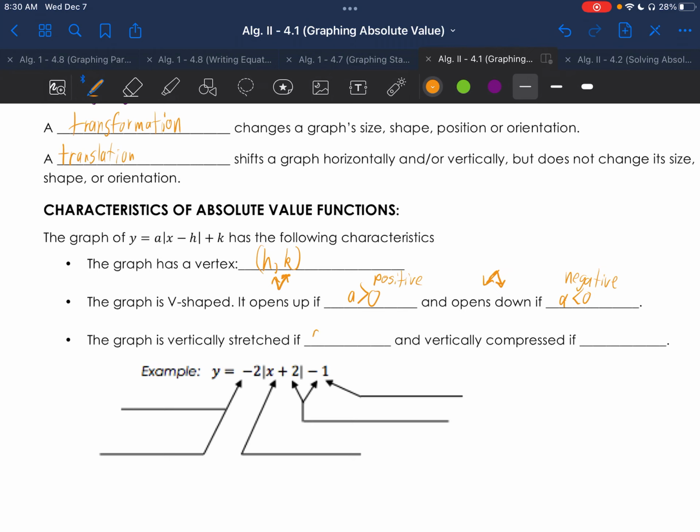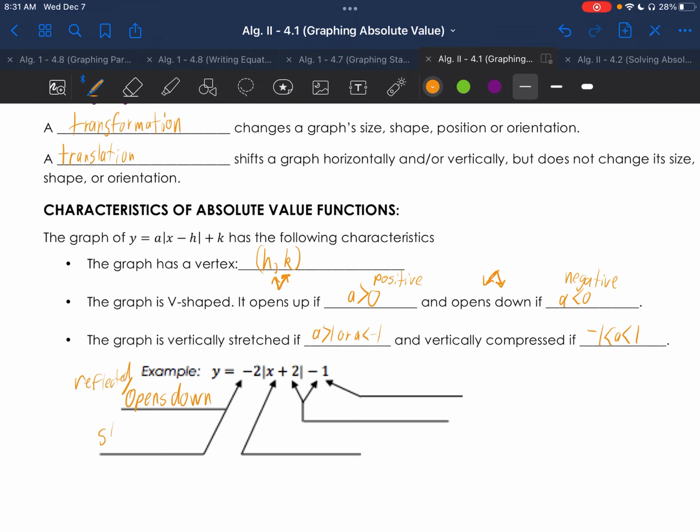The graph is vertically stretched, so it's made bigger up and down, if a is greater than 1 or a is less than negative 1, which are the same qualifications we had last chapter. Similarly, it's vertically compressed if negative 1 is less than a, which is less than 1, aka a is between those two numbers. So here's an example. This negative 2 tells us two different things. The negative specifically tells us it opens down, or that it's reflected.